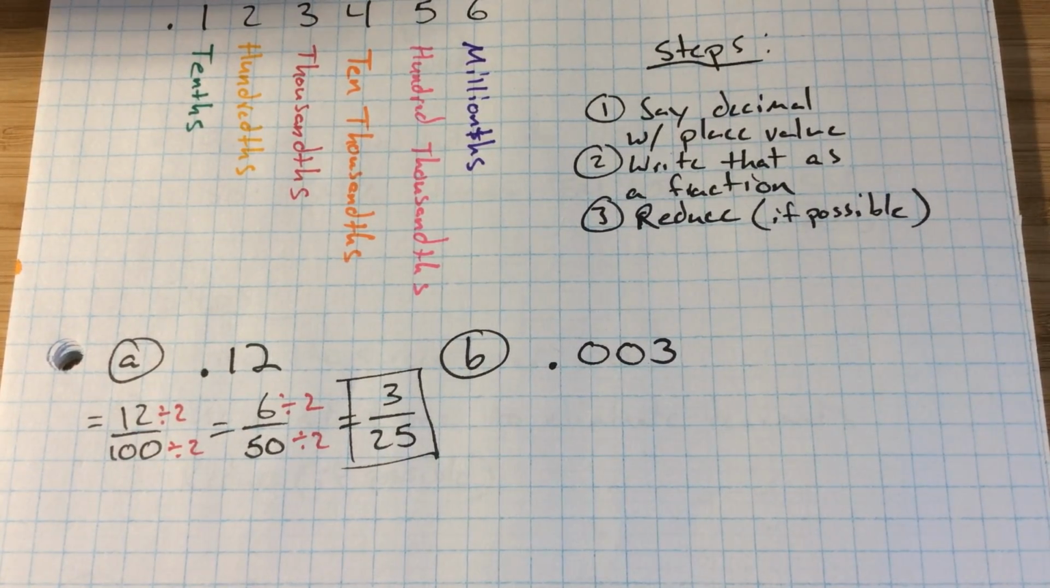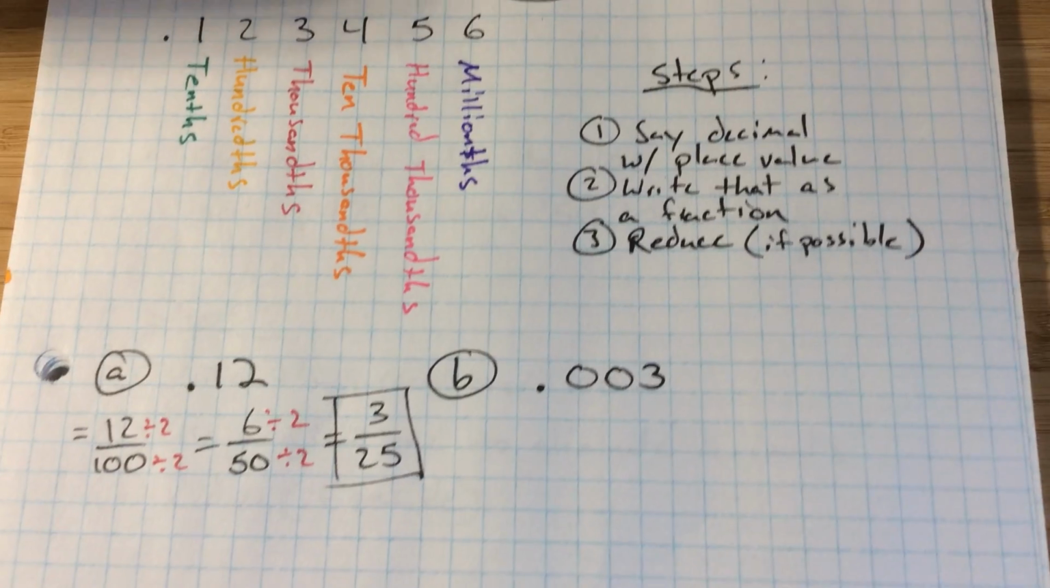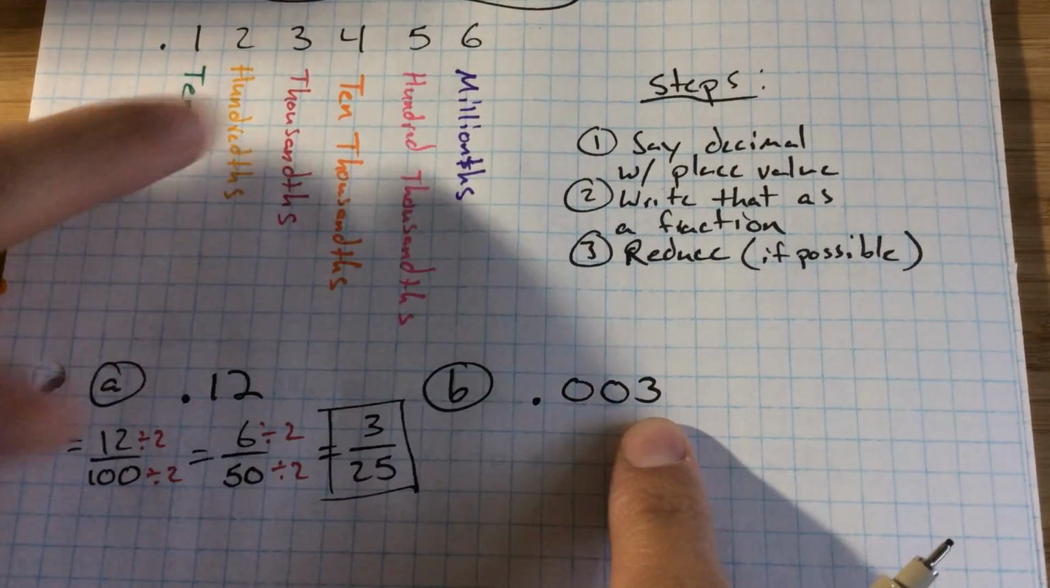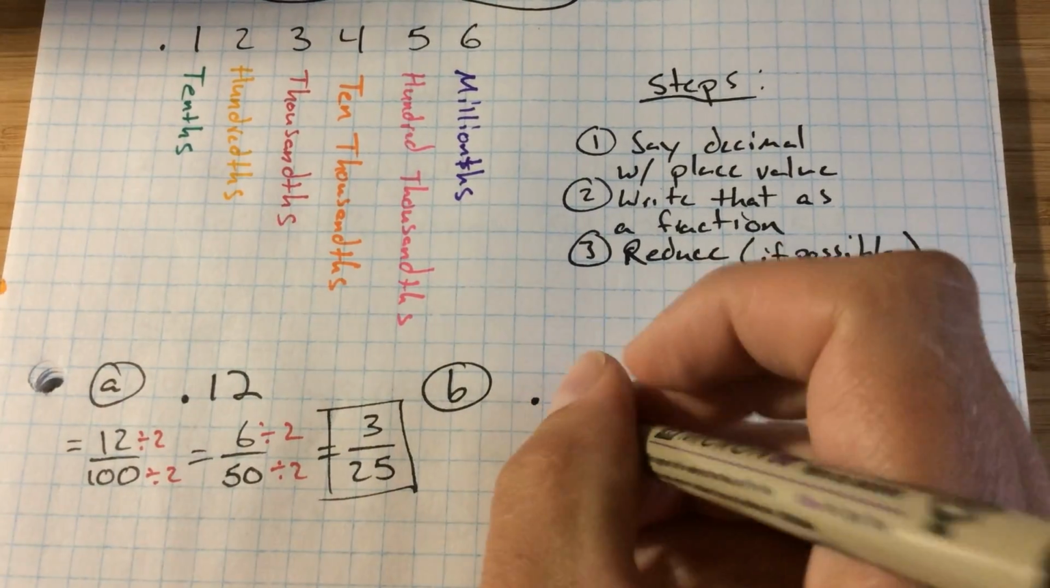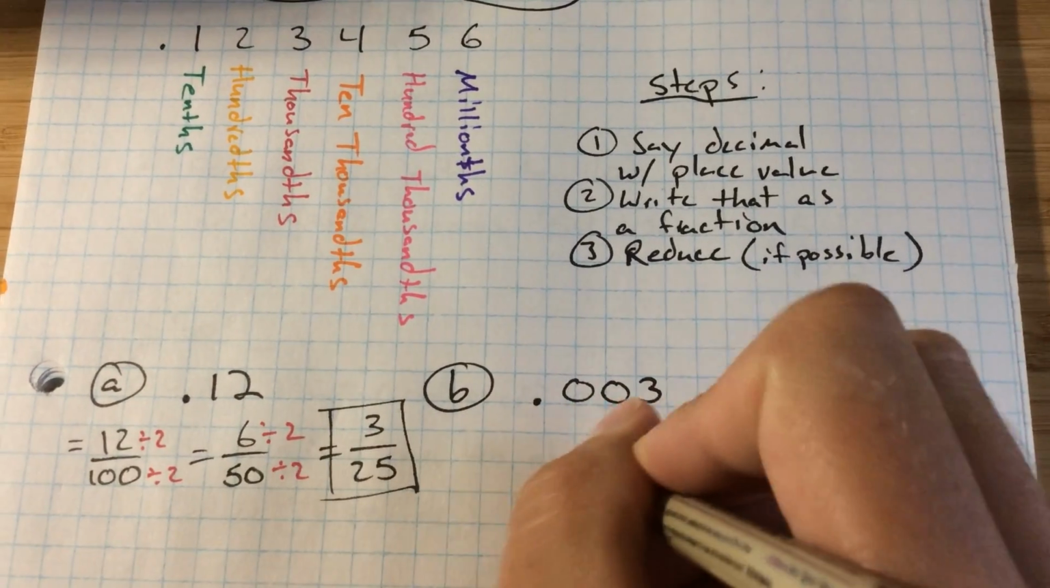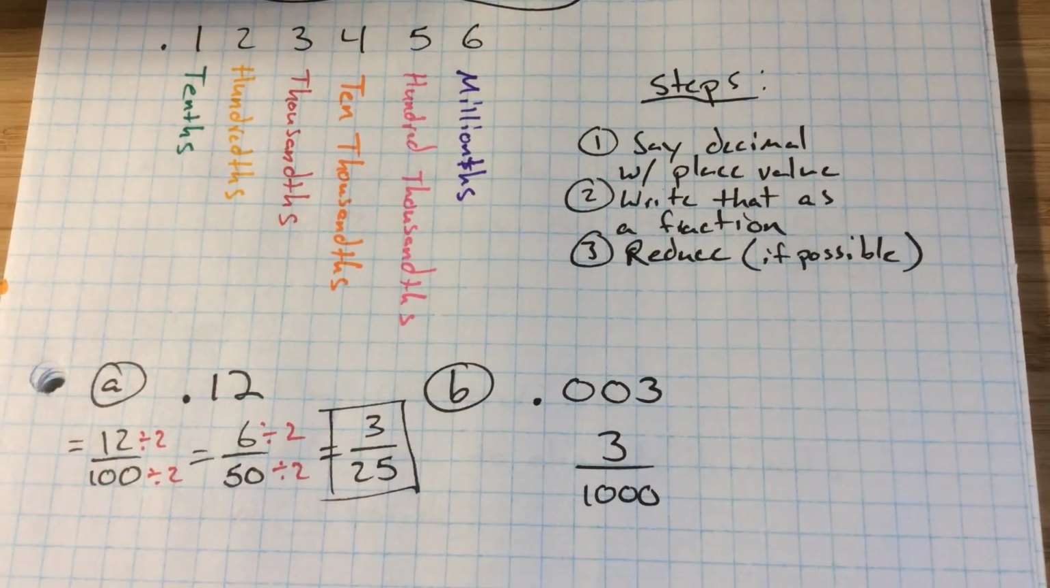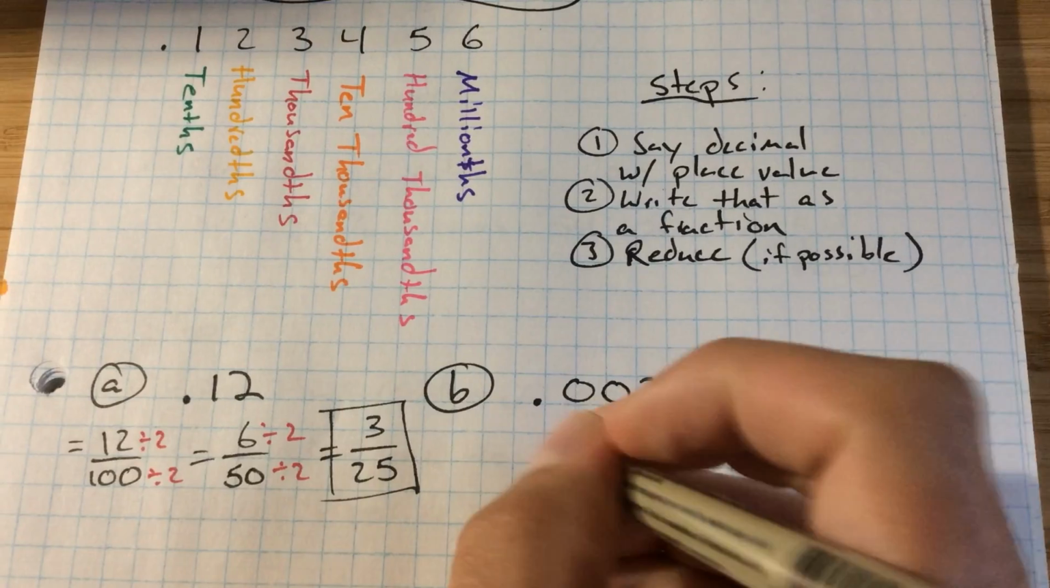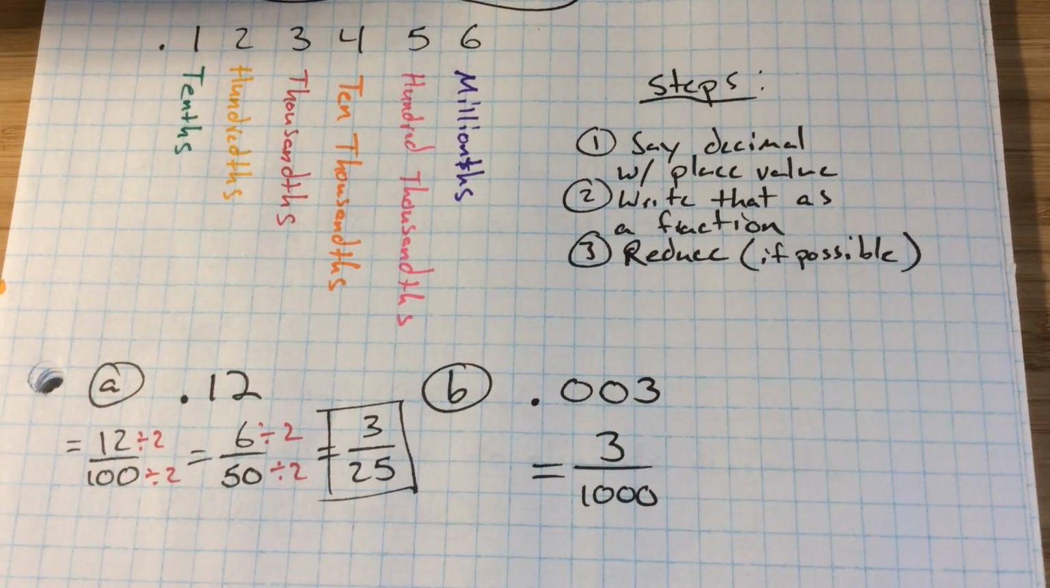All right, letter B. 0.003, we would say this as 3 thousandths. So I'm going to write this as 3/1000. And in this case, with 3 thousandths, there are no common factors of 3 and 1,000, so we're just done.